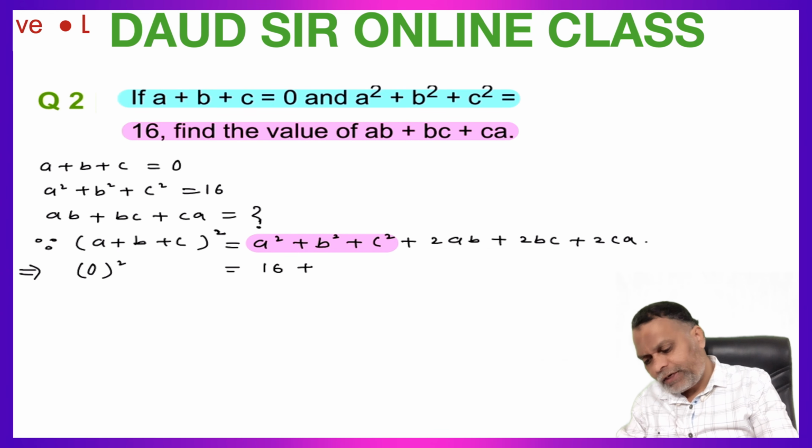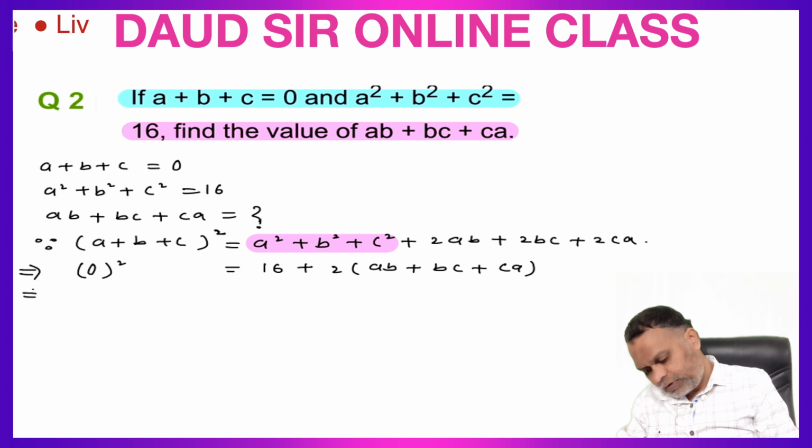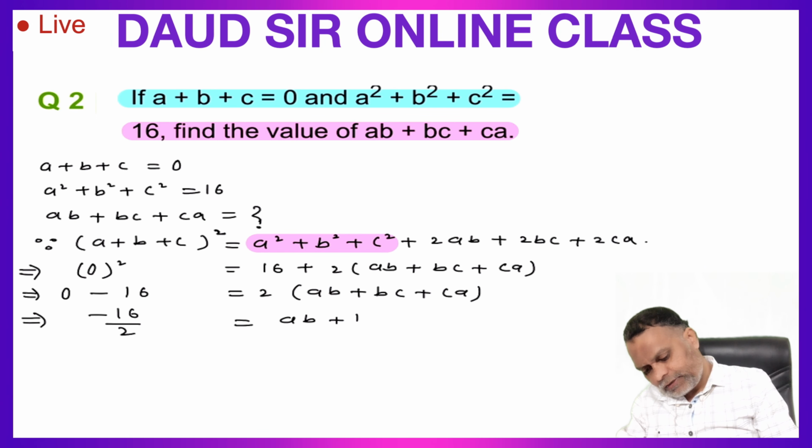Plus, take out 2 common, so this is 2(ab + bc + ca). 0 squared is 0. Shift this 16 to this side: minus 16 is equal to 2(ab + bc + ca). Minus 16 divided by this 2, by cross multiplying, ab + bc + ca.